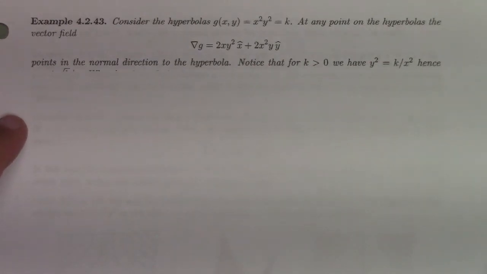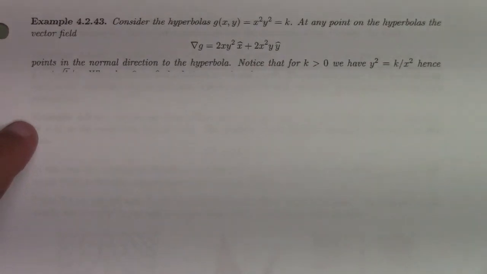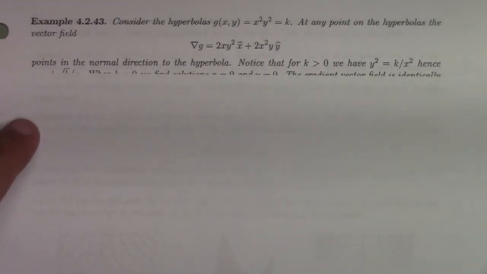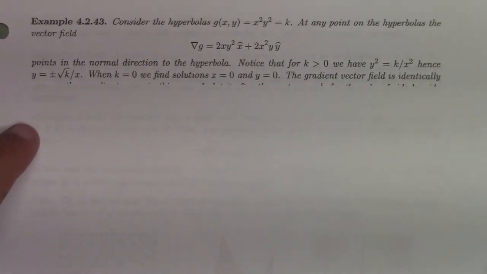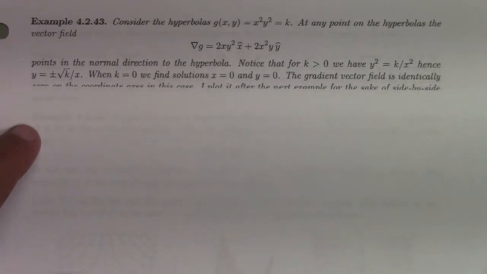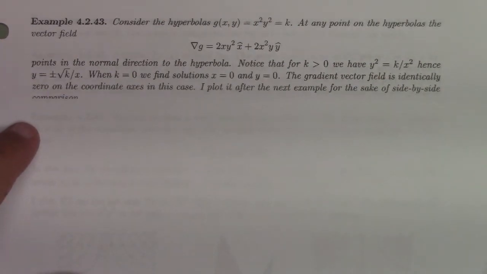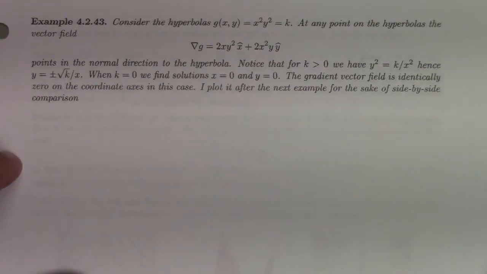Anyway, whatever the name of these curves is, the gradient of g is 2x y squared x hat and 2x squared y y hat. That will point in the normal direction to this curve. So when k is positive, we have y squared equals k over x squared, so y is plus or minus root k over x. And when k equals 0, we get the coordinate axes, right?